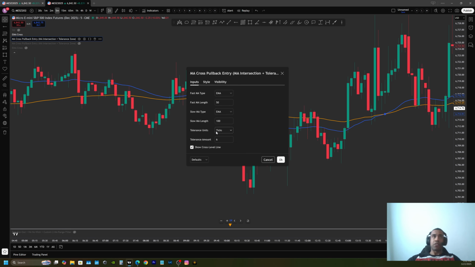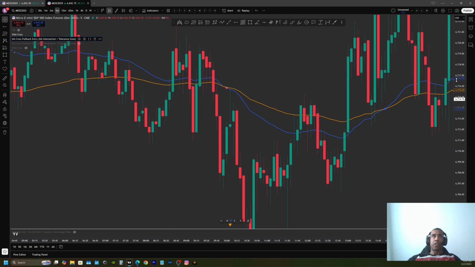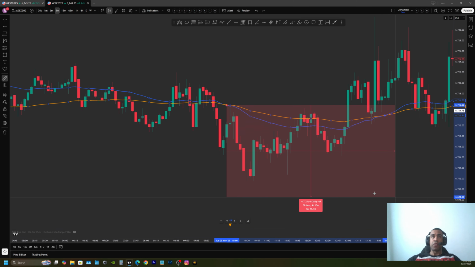And one of the settings of the indicator is tolerance settings, right? So in this case, because I'm trading futures, I have it set to ticks. So if it's within 6 ticks of the crossover level, it'll trigger. You can see over here, they crossed over here. It didn't quite go to that level, but it was close enough, within 6 ticks. That's 1 tick. So then you go and you get a better entry level.